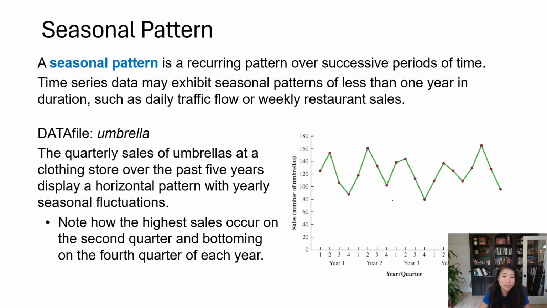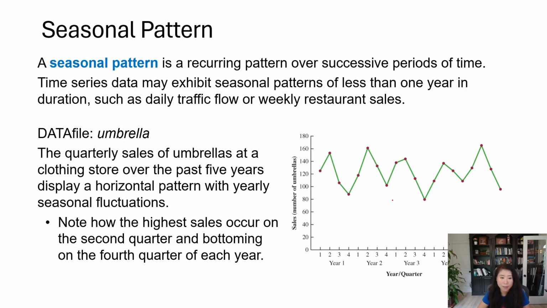Okay. The next is called a seasonal pattern. A seasonal pattern is a recurring pattern over successive periods of time. The time series data may exhibit a seasonal pattern of less than 1 year in duration, such as traffic flow or weekly restaurant sales. It's very common, right? Every year we have holidays. If you think about sales, during the holidays that's when there will be a lot of sales. After the holidays, the sales will go down. So naturally, in the business world, a lot of businesses will have a yearly pattern.